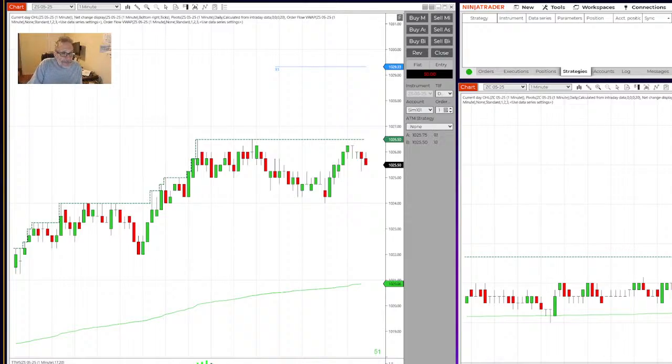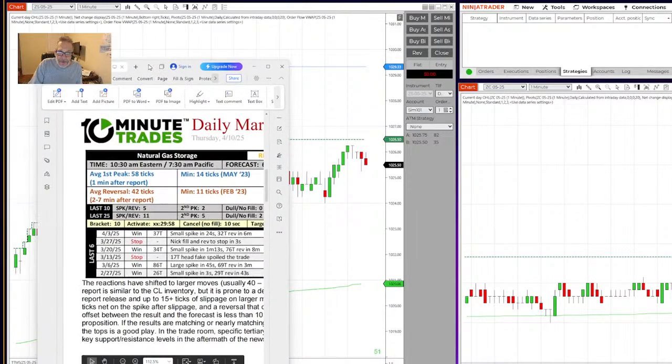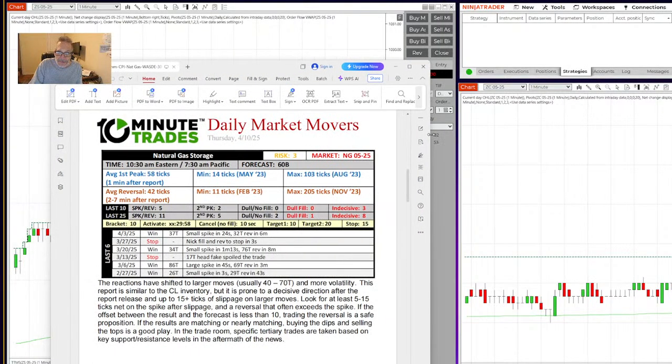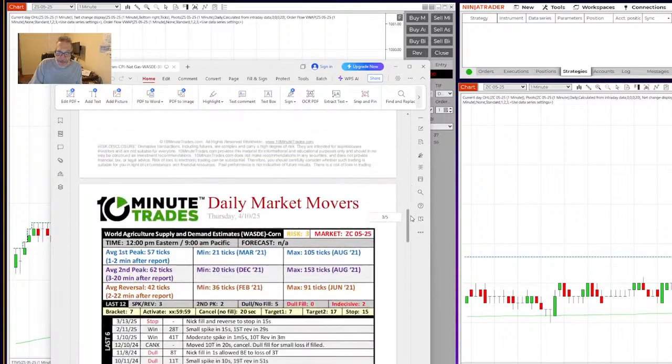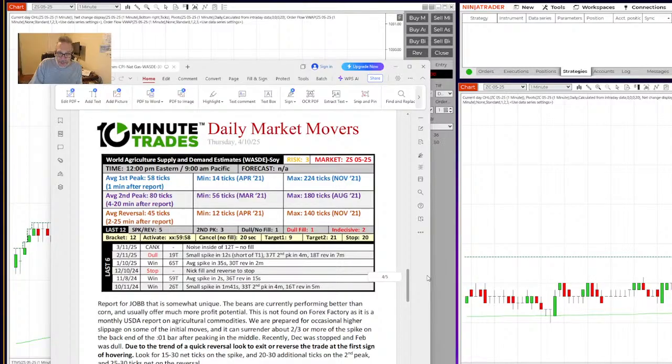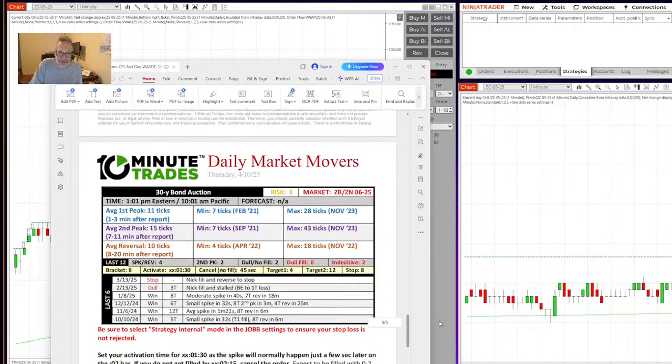Still trading it, and I'm not really making it very much. I'm not making it bigger because it hasn't been moving hardly at all. So it could cost us. Just remember that's the risk. That is the risk.